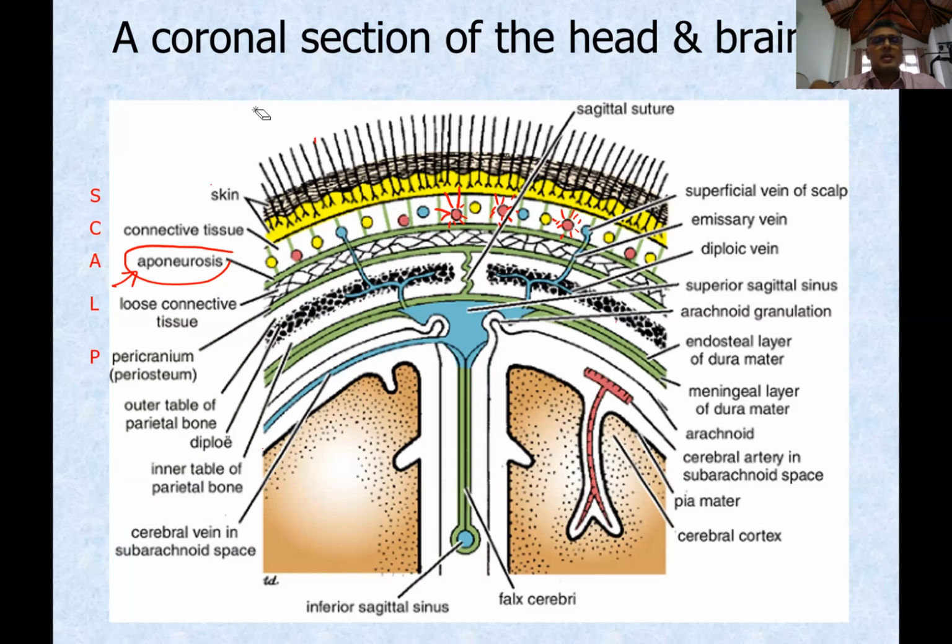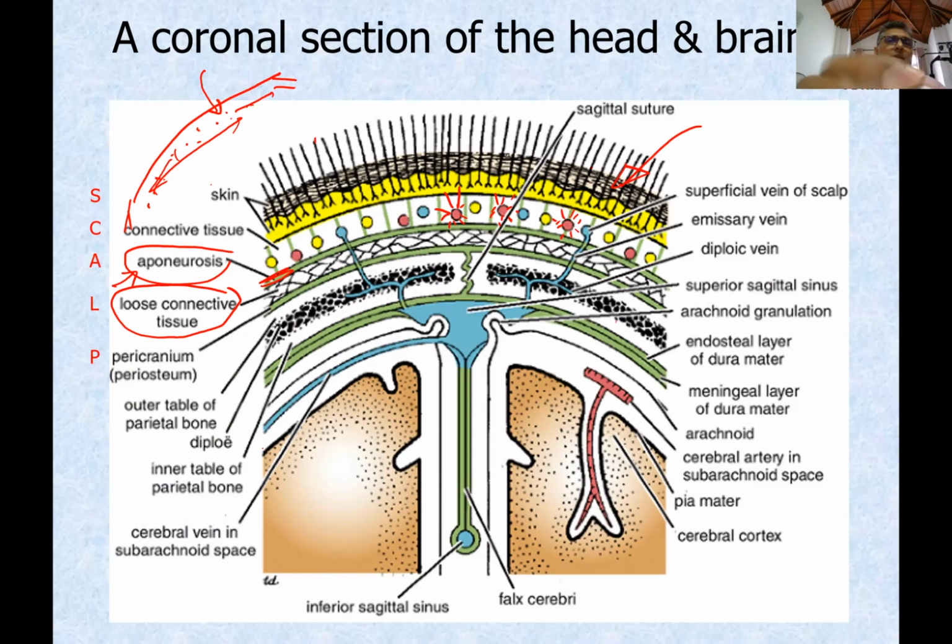Now the point here is you have the aponeurosis, this layer, and underneath that you have this loose connective tissue layer. So the moment you have a layer like this, attached on either side, and a very loose connective tissue layer, if there's bleeding under that layer, blood can easily spread underneath the aponeurosis. Now if you hit the head of a person, it might not lacerate like in the previous example I gave you. It might not lacerate, but there can be contusion.